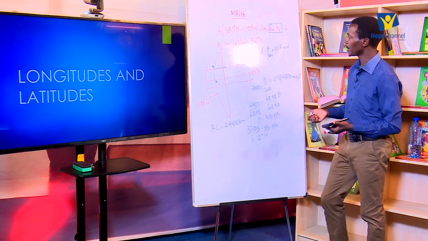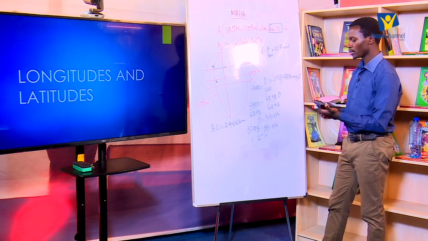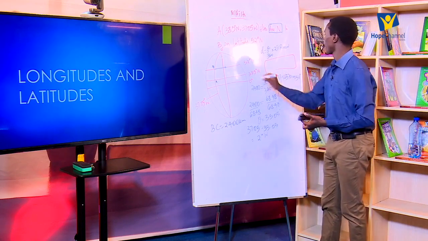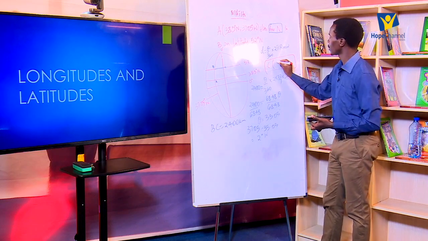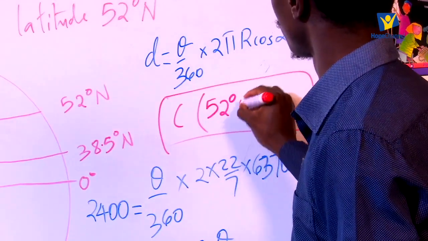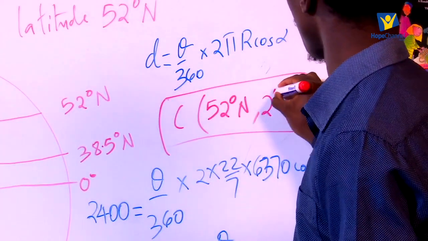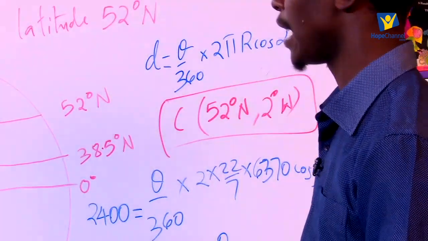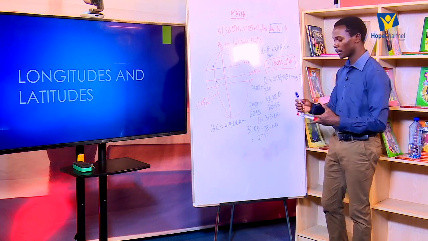But that will not be the position of C. The position of C will be first the latitude and then the longitude. So the position of C, to conclude, so let me just write it here. C will be 52 degrees north. And how many degrees west? 2 degrees west. So that we get now the position of C and we'll get our full marks. If we were to write only 2 degrees west, that is not correct because that will not be the position.